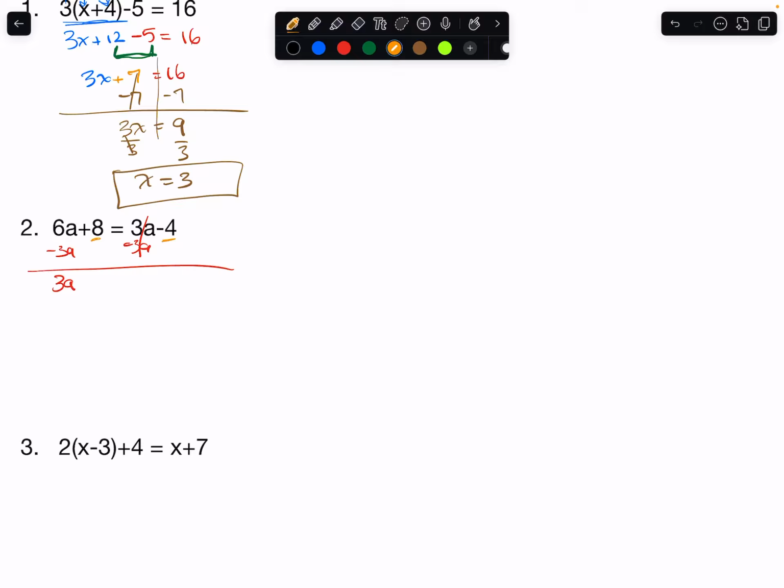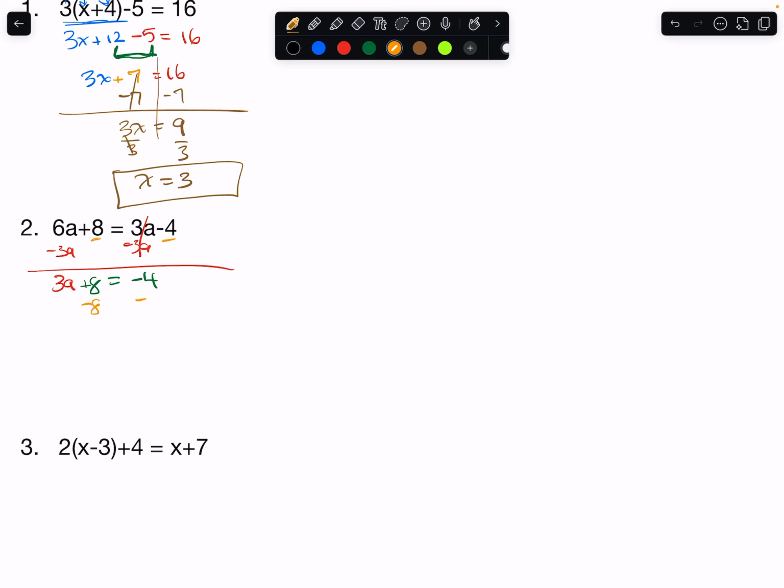We already moved, put this equal sign here, we already moved the 3a. I'll drop everything else down and I'll show you how we're going to have everything else simplified. We already moved the 3a. We want to have the a by itself, so now we have to move the 8 because it's the easiest one to move.